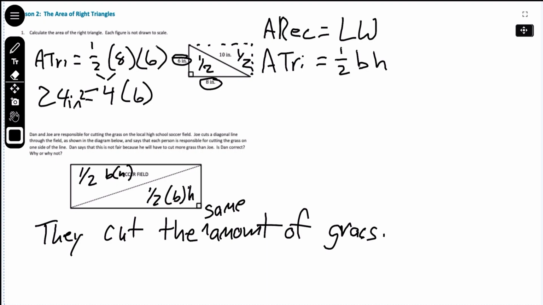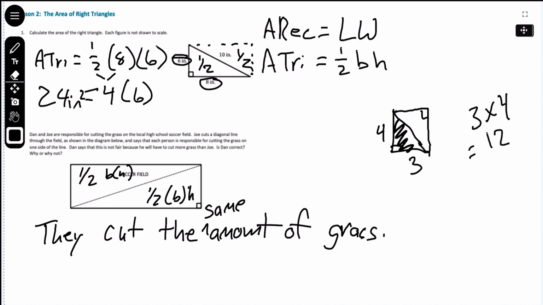Yeah, if you think about it, if you have any type of right triangle, no matter what it looks like, if I draw another right triangle right here, I just have two of the same right triangles. It's the same amount. So if I know this base to be 3 and this height to be 4, I could do the area of the rectangle, which is 3 times 4, and that equals 12, but I only need half of it because I only care about this triangle. So I divide by 2, and the area of that triangle would be 6.